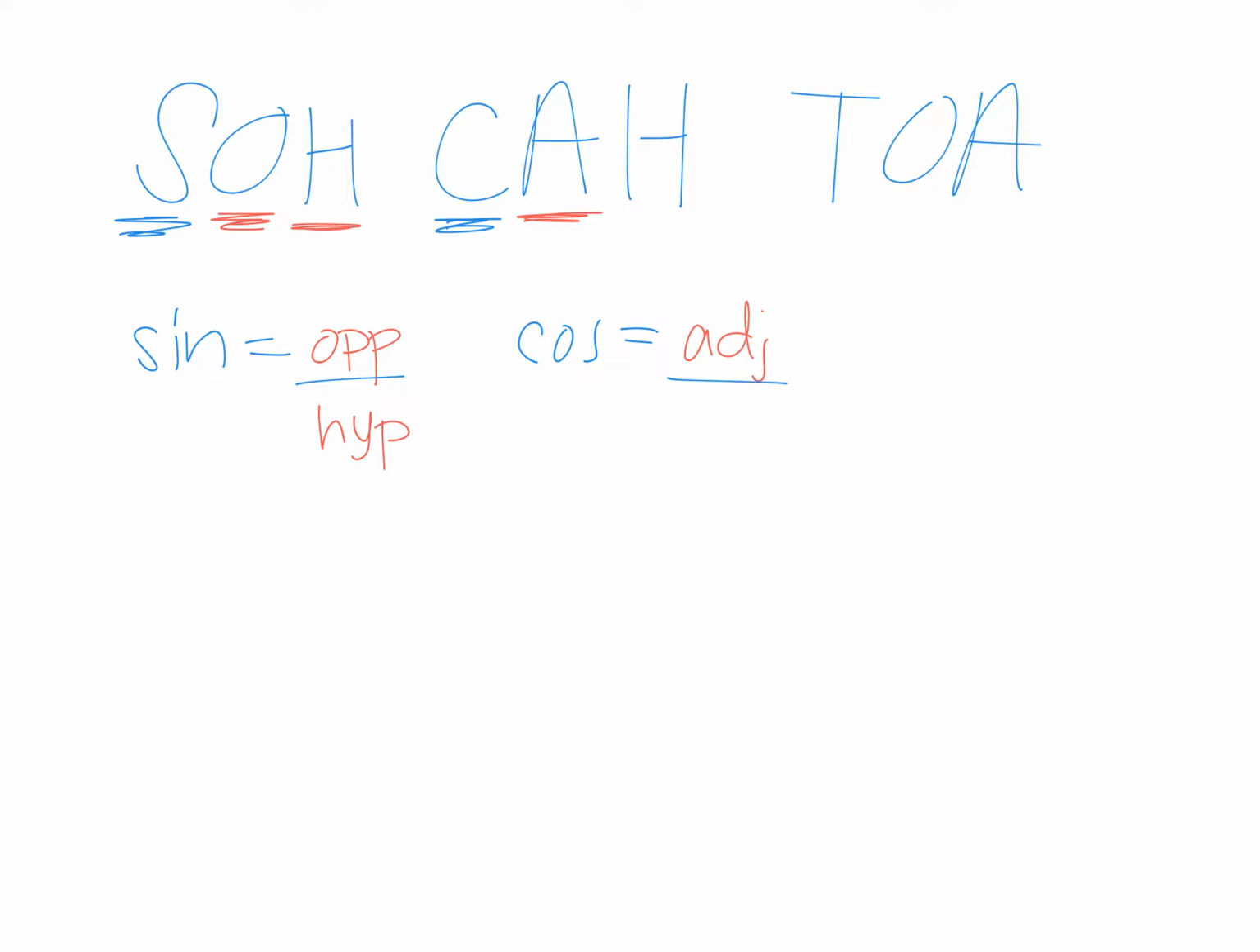So SOHCAHTOA helps you remember the three trig ratios. Sine ratio equals, just look at the acronym. O stands for opposite over, what's H? Hypotenuse. If you write down SOHCAHTOA, you'll remember the order to write the ratio in. C is the cosine ratio. What is that equal to? Adjacent over hypotenuse. And then we have the tan ratio: opposite over adjacent.